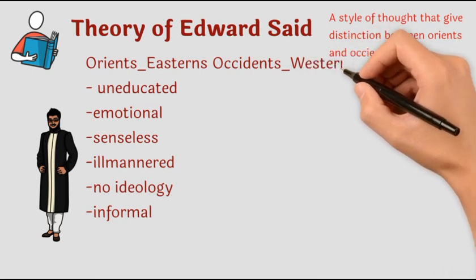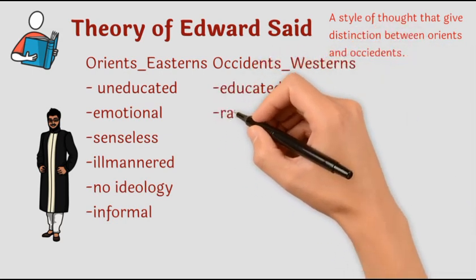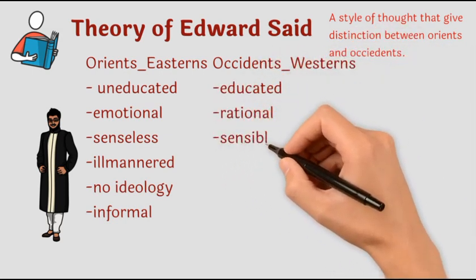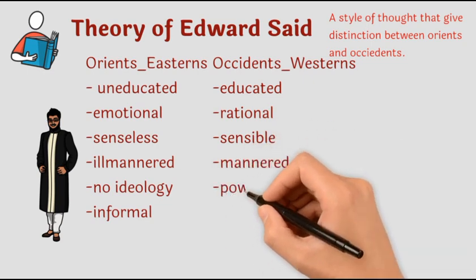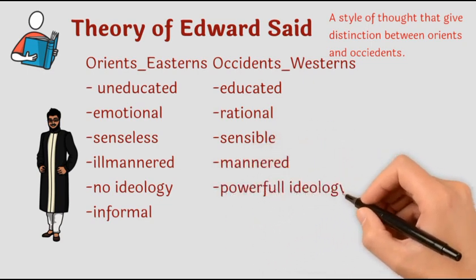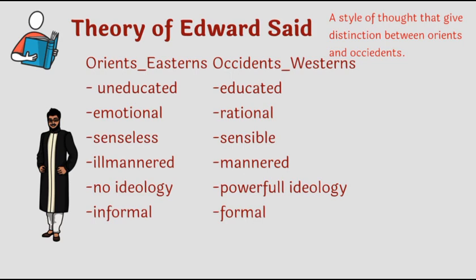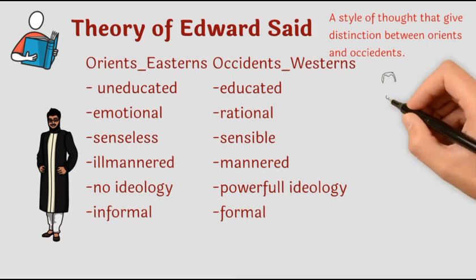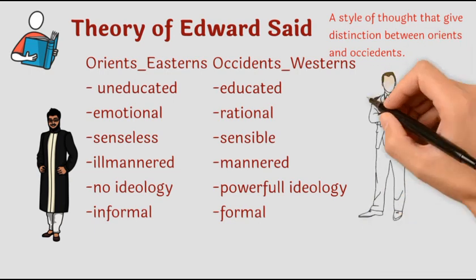So the Westerns are educated, rational, sensible, mannered, and they have their powerful ideology. So they are ruling over Indians. However, they are formal. So this theory shows that Orients and Occidents are too much different from one another.